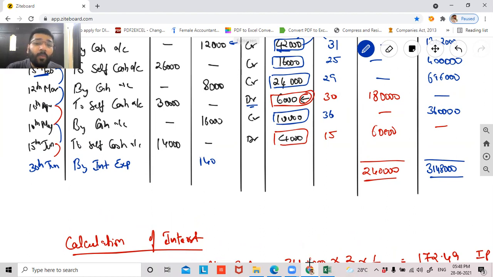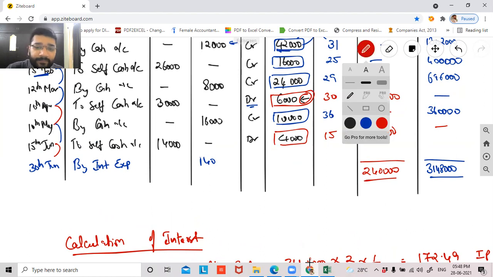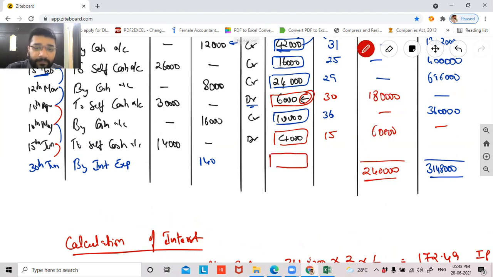Now, guys, what is the balance? What will be the balance here? Please tell me. 4,140 or something else? Guys, this 4,000 is debit balance. And this 140 is credit. If this 4,000 is minus, means this 140 is plus. Now tell me, guys, what is the balance left? 3,860. 3,860 is the balance.